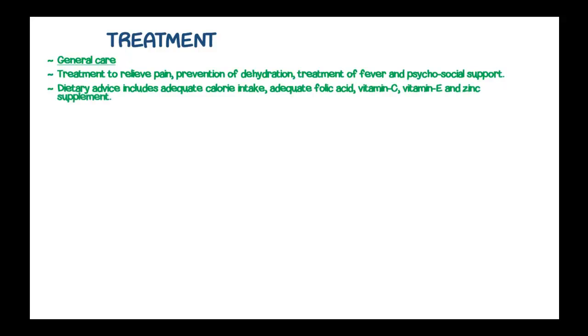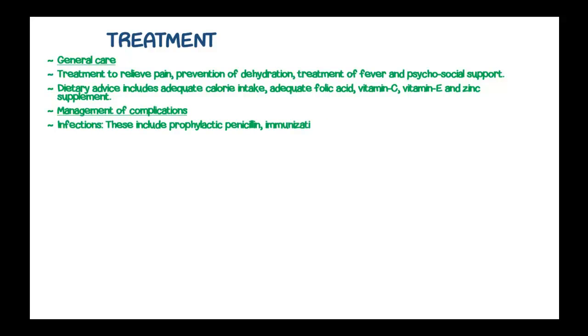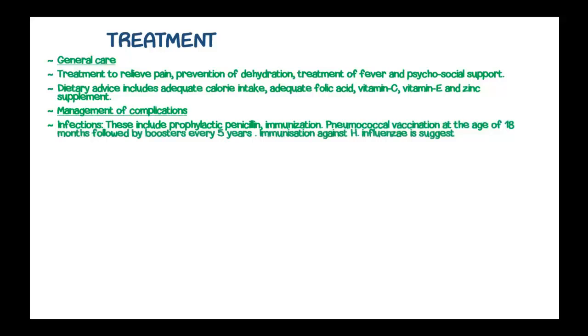The treatment of sickle cell disease can be divided into general care, whereby you treat to relieve the pain, prevention of dehydration, and treating fever and psychosocial support. Dietary advice is very important, whereby it includes adequate intake of calories, folic acid, vitamin C, vitamin E, and zinc supplements. Then you have to manage the complications that arise, like infection, including prophylactic penicillin. Immunization, such as pneumococcal vaccination at the age of 18 months, followed by boosters every 5 years. Immunization against H influenza is suggested by the age of 18 months.